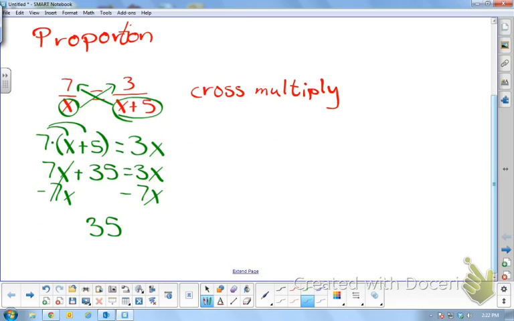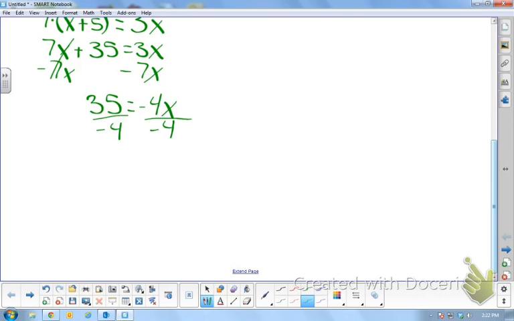We get 35 equals negative 4x. And we divide both sides by that negative 4. 35 divided by negative 4 is negative 8.75. So again, solving a proportion should be fairly familiar to you. We need to know about our proportions so that we can talk about similar figures.